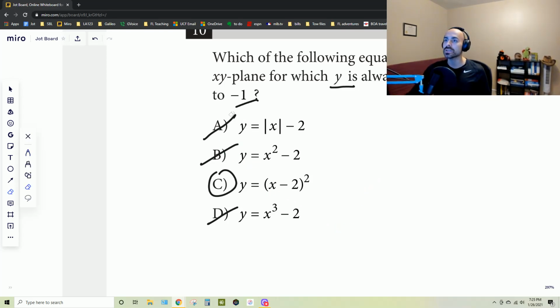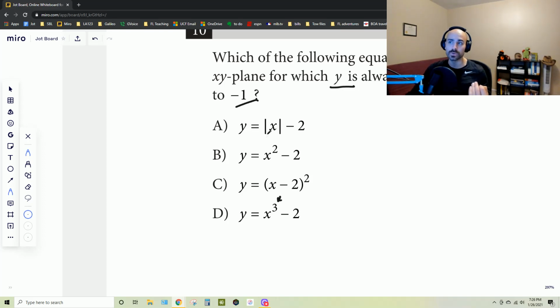Now, how can you do that if you don't memorize that? Remember that they're asking for y to always be greater than or equal to -1. So that means that it's 0 or greater. That means that if we were to plug in a value for x, no matter what that value is, we should always get a positive result out of it. Well, the question is, can I create a negative? That's really what you want to ask yourself.